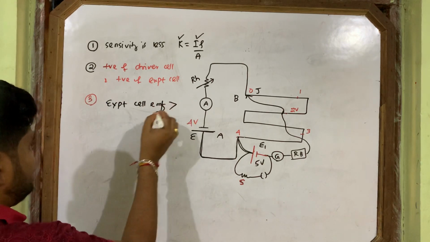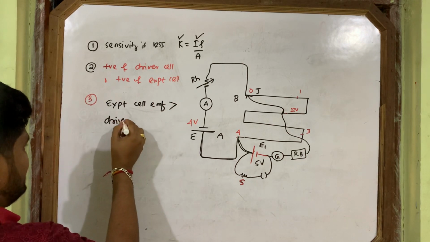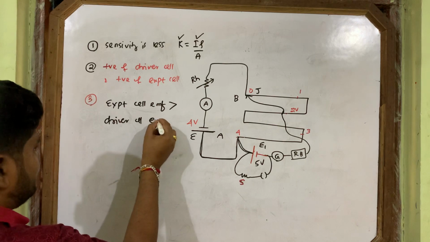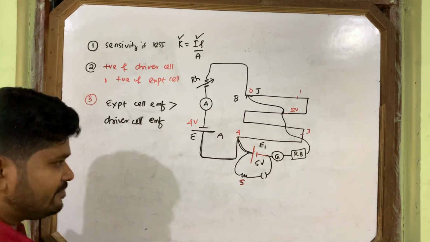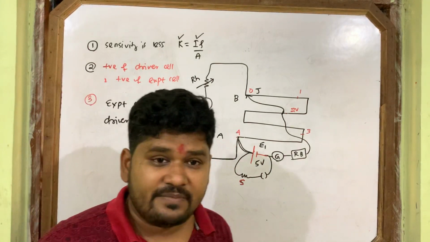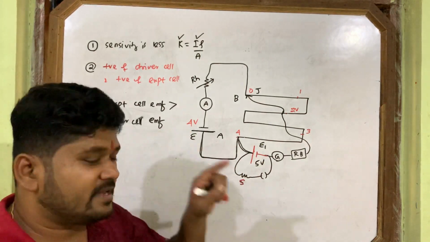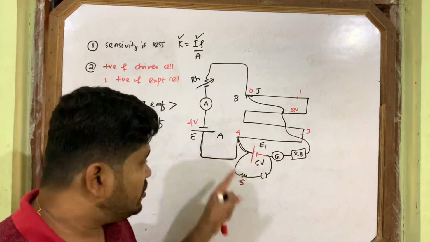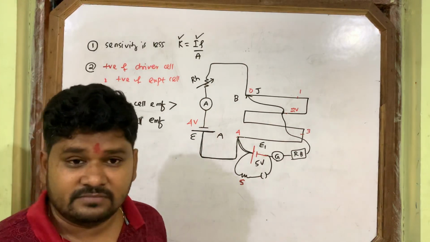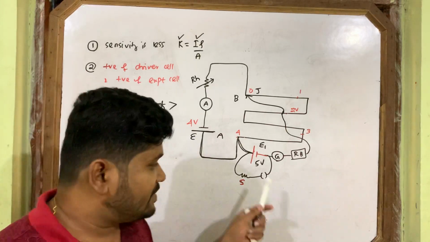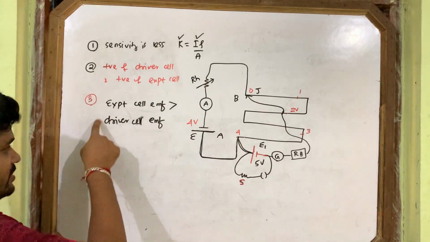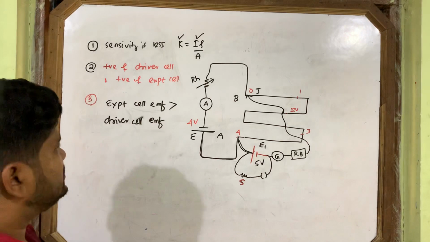Experimental cell EMF greater than driver cell EMF should not be. Experimental cell EMF should not be more than driver cell EMF. Always the driver cell EMF should be greater. Remember, driver cell EMF always should be greater than the experimental cell. So if you have made this mistake, you will not get the null point.